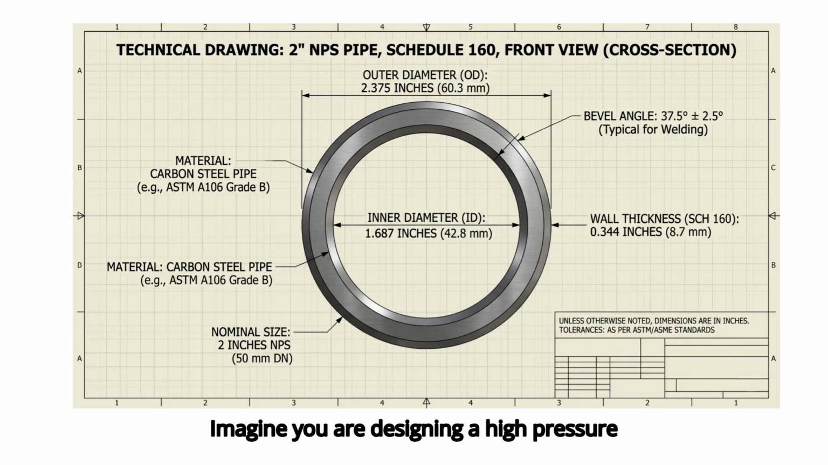Imagine you are designing a high-pressure steam line. If you keep the same OD, but increase the thickness, you are reducing the flow area, but you are significantly increasing the pipe's ability to contain that internal pressure. This is pure material engineering.